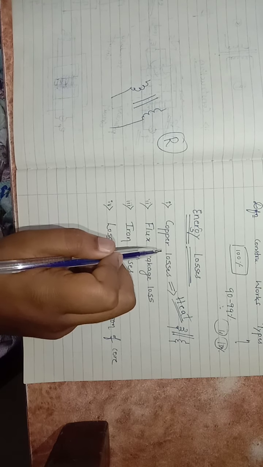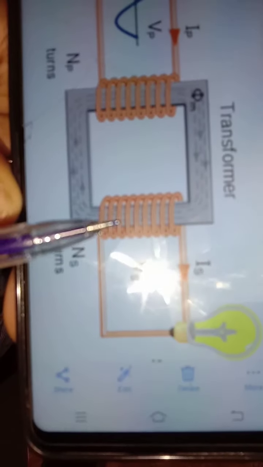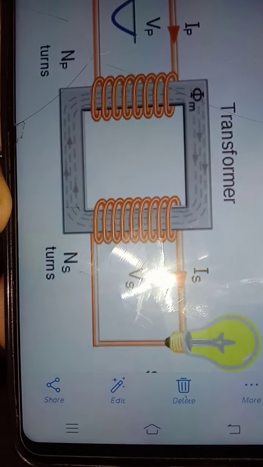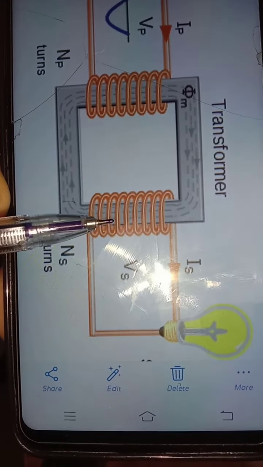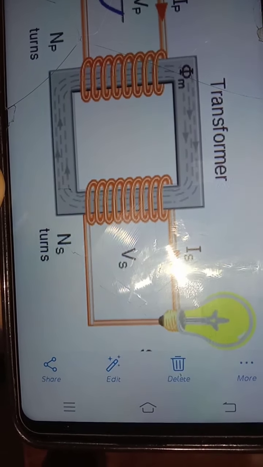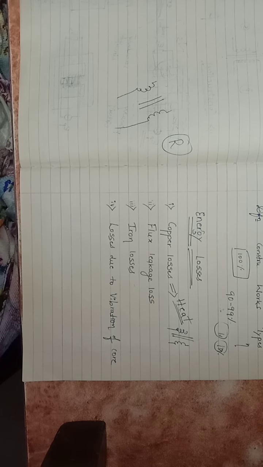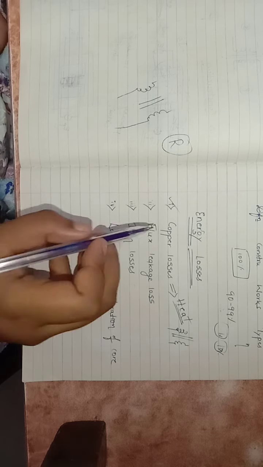So how can we overcome the copper losses? Is there any way to overcome the copper losses? Yes. See, in this primary and secondary coil, if you use thick wires, still more thick wires, you can overcome the copper losses in the transformers. Understand? So this is what the copper losses in the transformer are. Okay, done. Second is what?